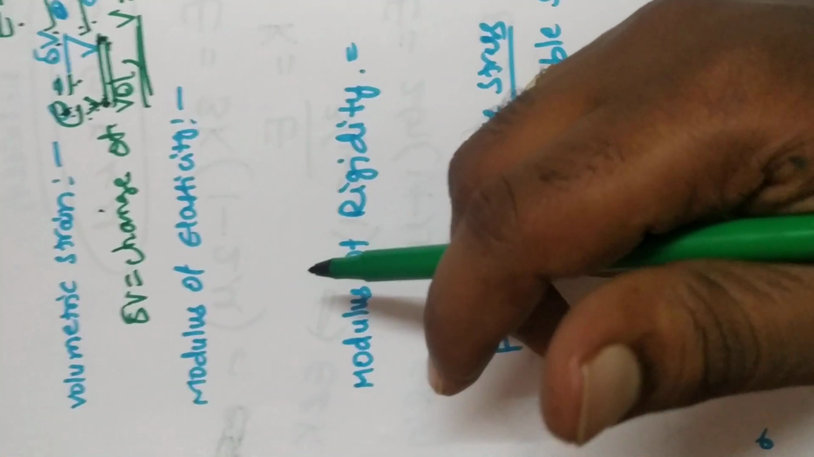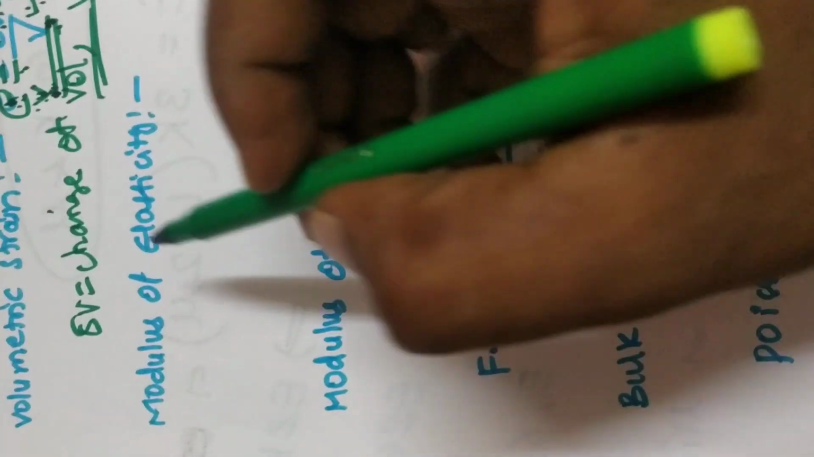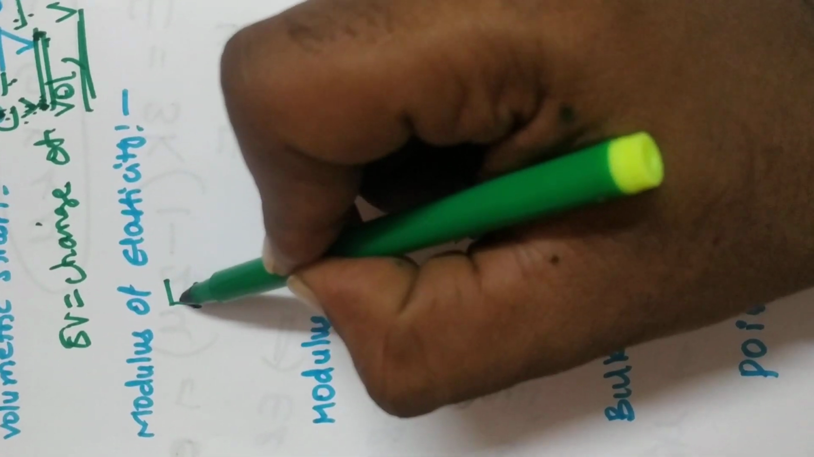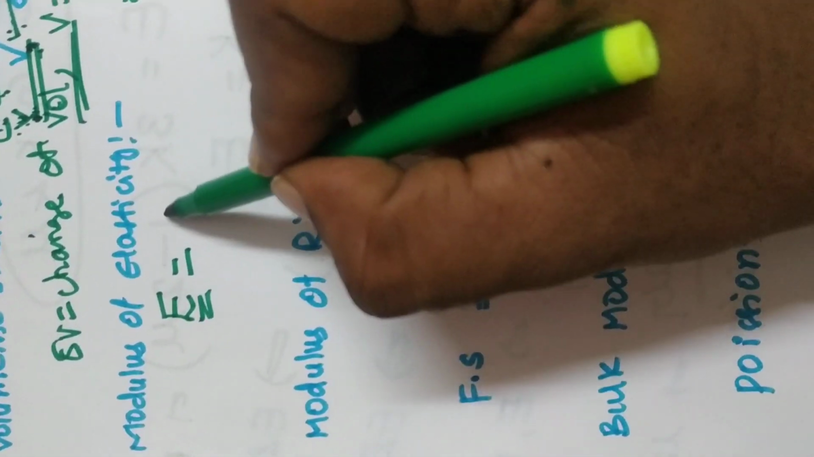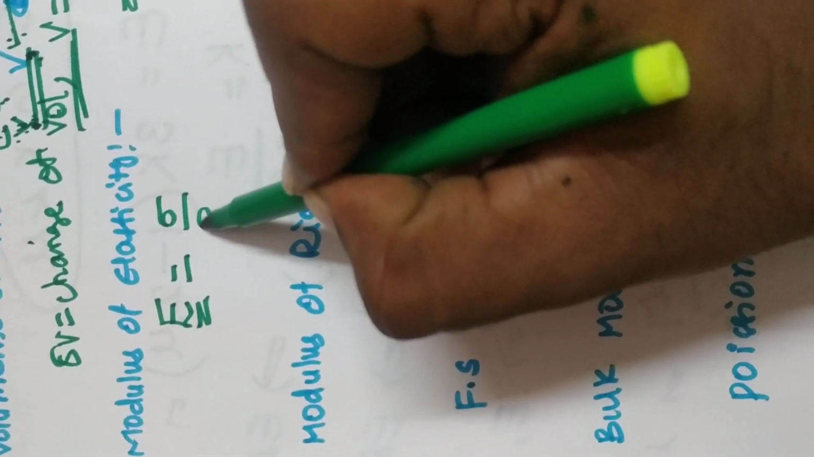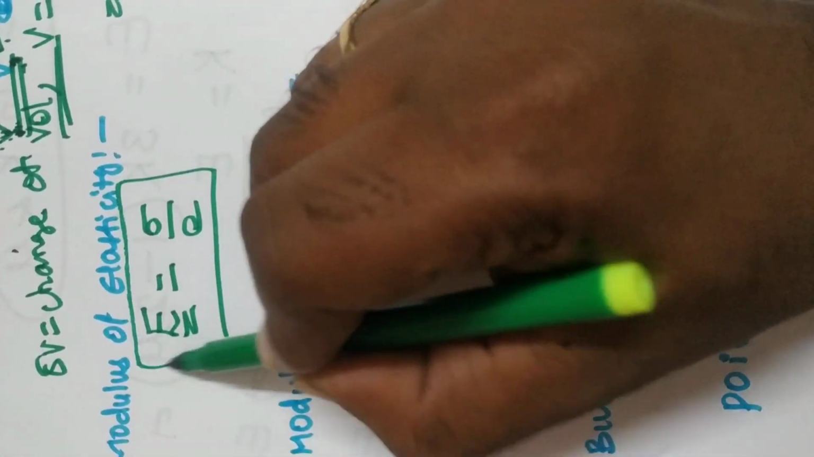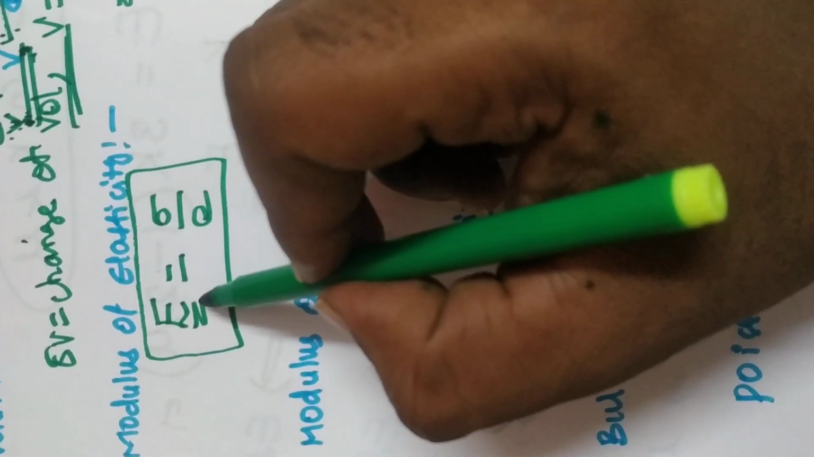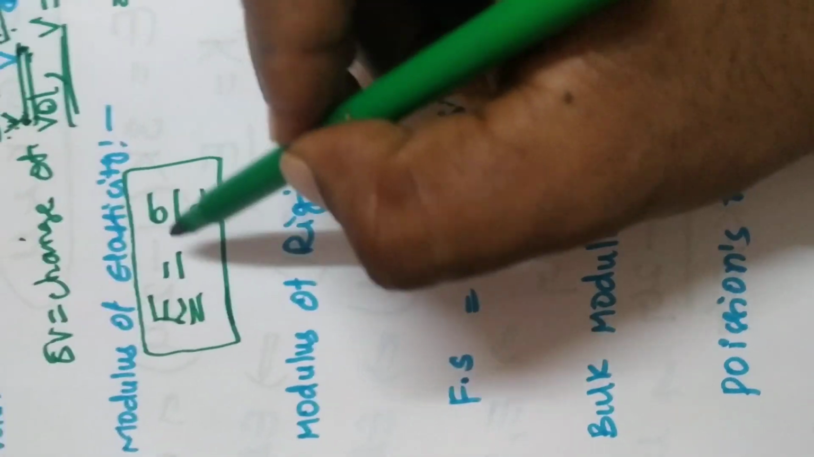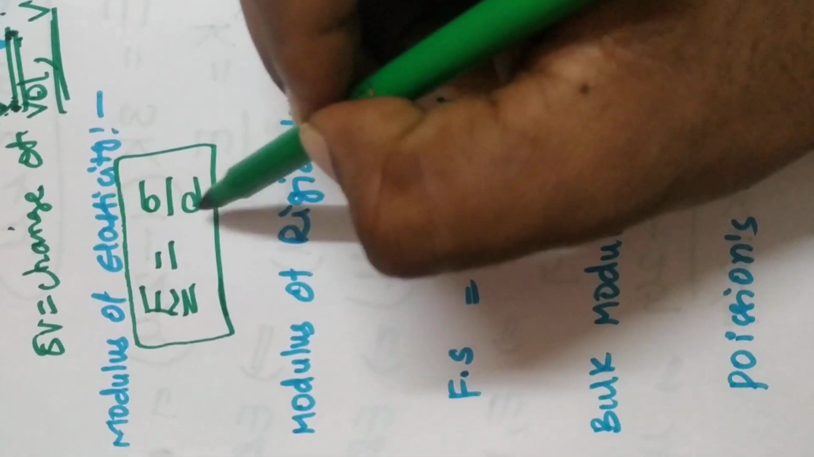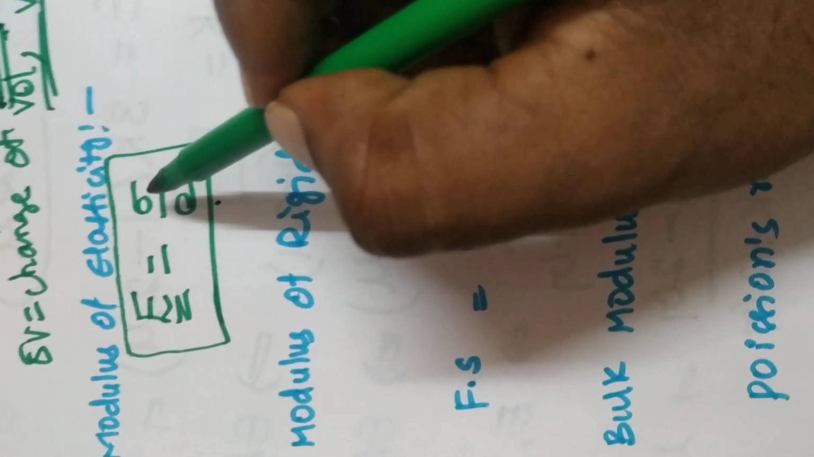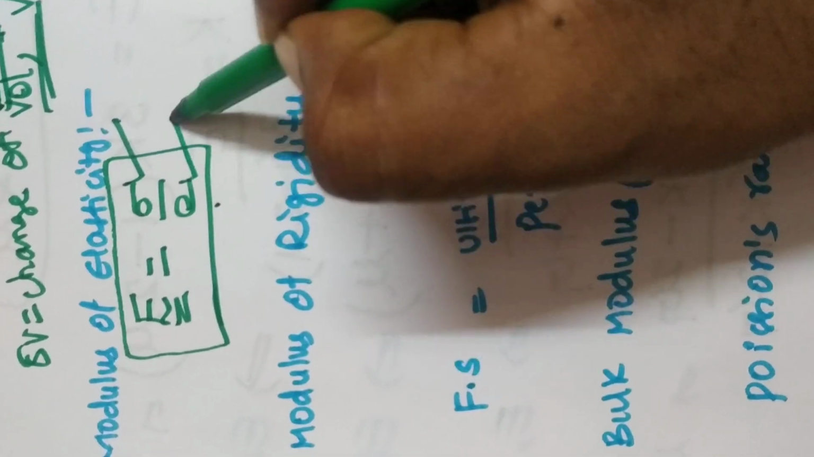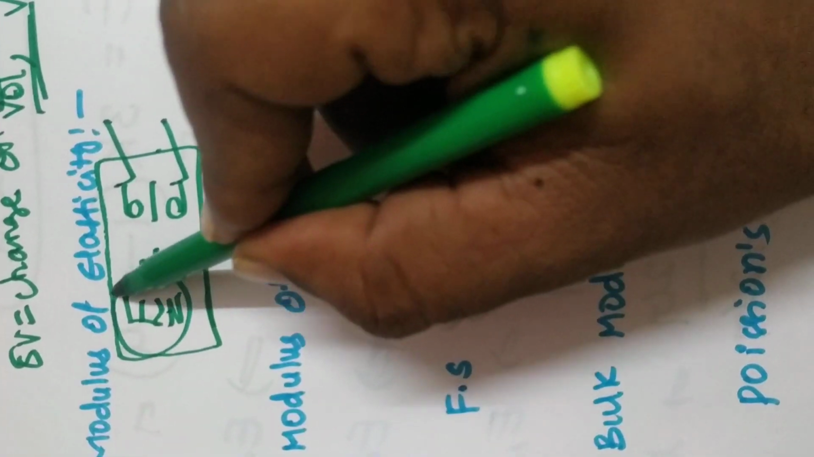The next topic is modulus of elasticity, that means Young's modulus. Capital E equals sigma by e. This is the mathematical formula of modulus of elasticity or Young's modulus. What is the definition of modulus of elasticity? The ratio between stress to the strain is known as modulus of elasticity, E equals sigma by e.